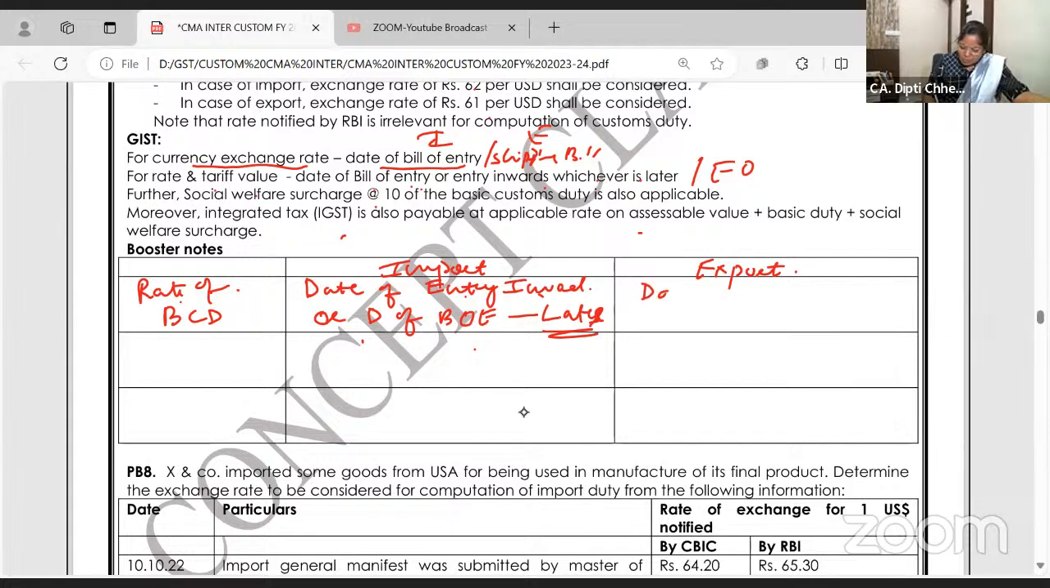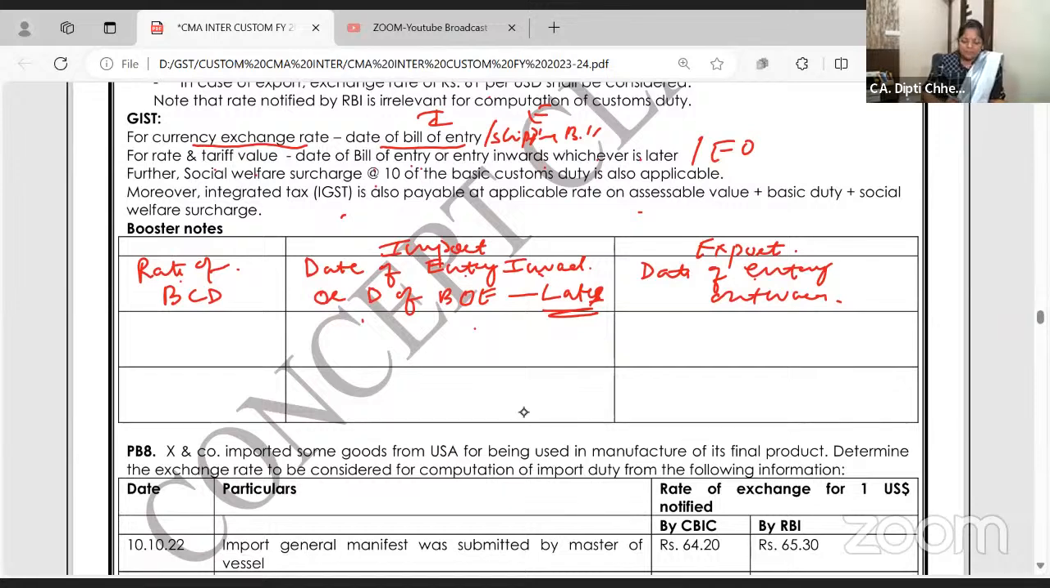And for export, the date of entry outward. Okay, custom authorities have done the inspection. They are satisfied. Everything is clear. Entry outward is granted. See, the better you do it live with me, you will have an amazing practice. Bring your calculators. I have already given the material also in the Telegram.